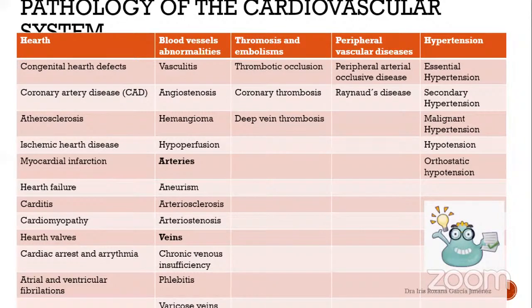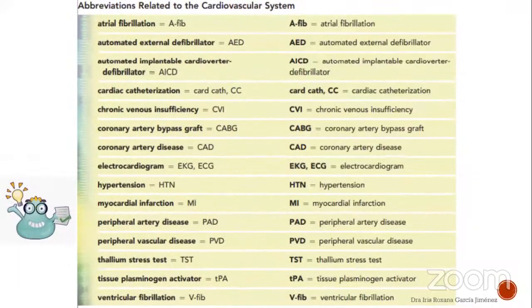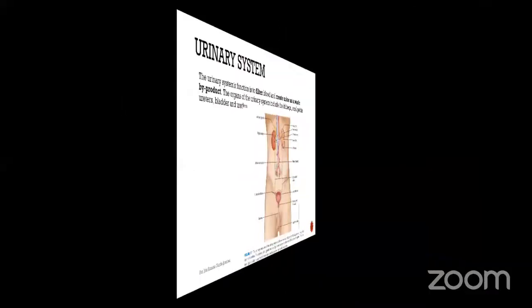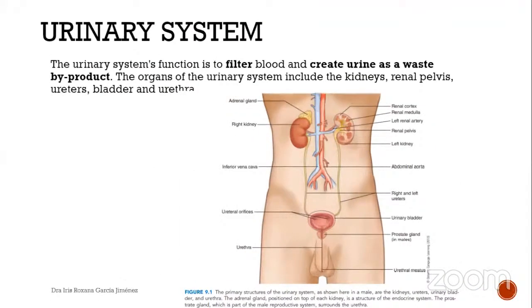Then we get the hypertension: essential hypertension, secondary hypertension, malignant hypertension, hypotension, or orthostatic hypotension, okay? Very general view, I think. Now we get the abbreviations for you to study, to check. Of course, we are going to practice with some of them. And now let's go to the urinary system.